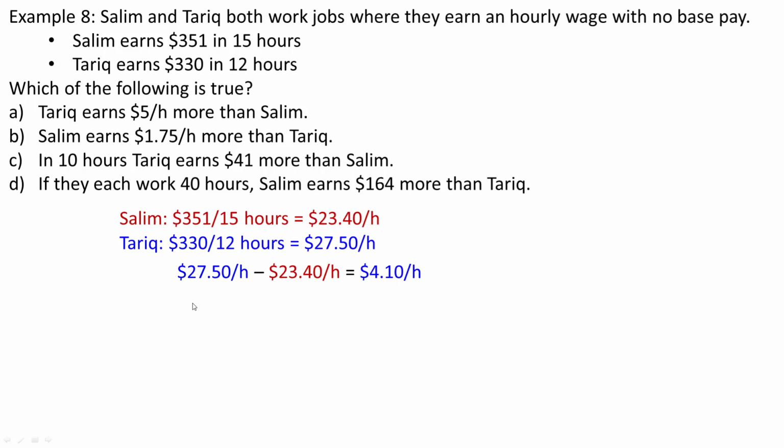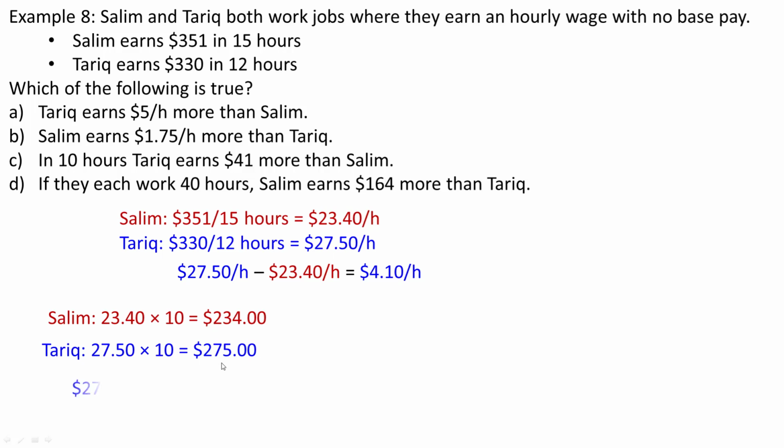In 10 hours, we need to figure out how much each of them makes. We take Salim's wage and multiply by 10, so that's $234. And for Tariq, we multiply his $27.50 an hour by 10, so he's making $275. So C is saying in 10 hours, Tariq earns $41 more than Salim. Yeah, he does make more, and if we subtract them, we do get $41. So C is the correct answer.